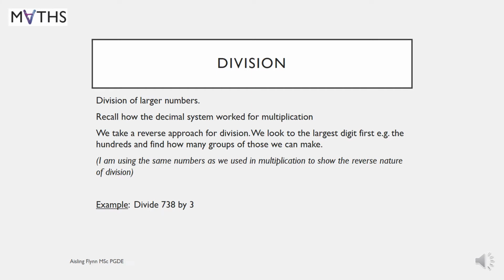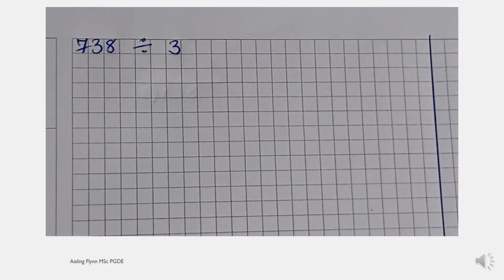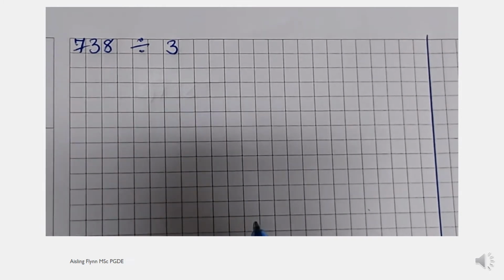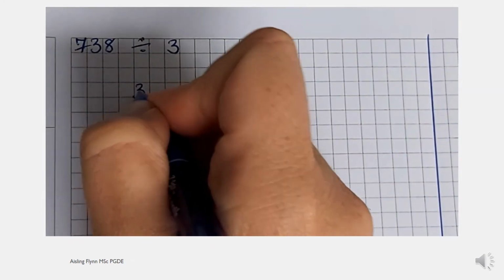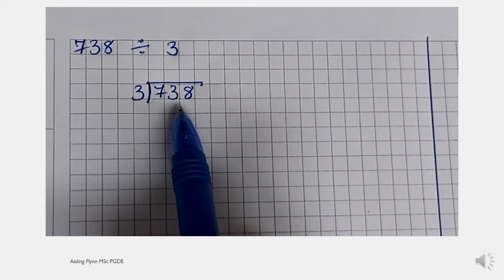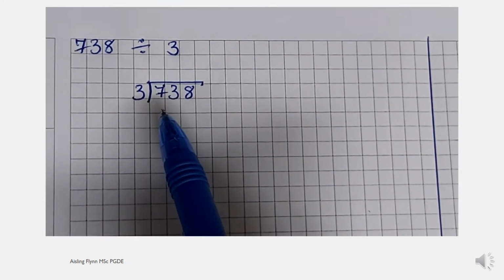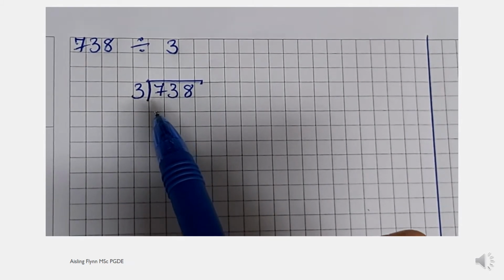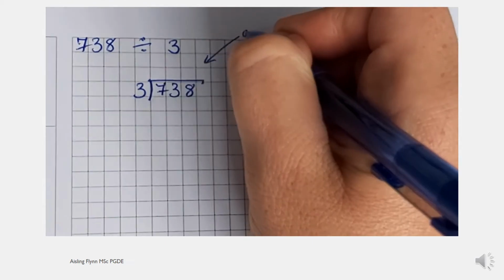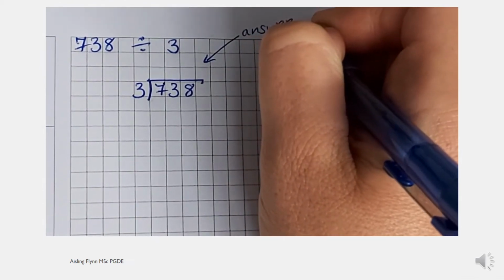Divide 738 by 3. So 738 divided by 3. Or I could say 3 into 738. I learned to write division like this, but I have seen it many different ways. Essentially, they're all the same method. My answer is going to appear here at the top.